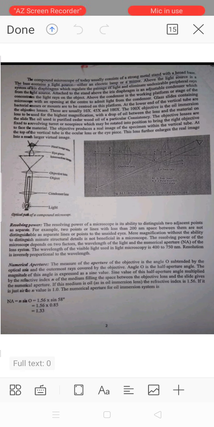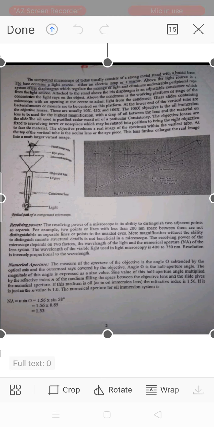And nosepiece. The objectives are exposed and are mounted on the rotating turret so that different objectives can be conveniently selected. And coarse and fine focus knobs are used to focus the microscope.